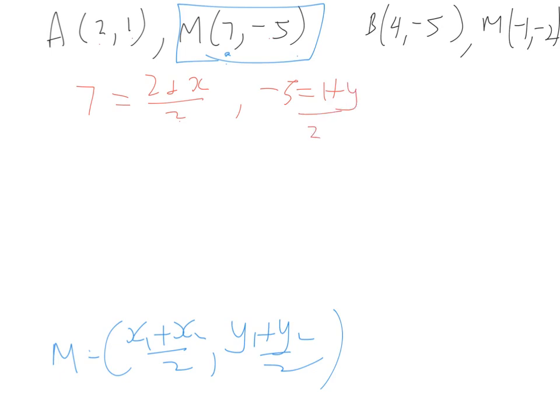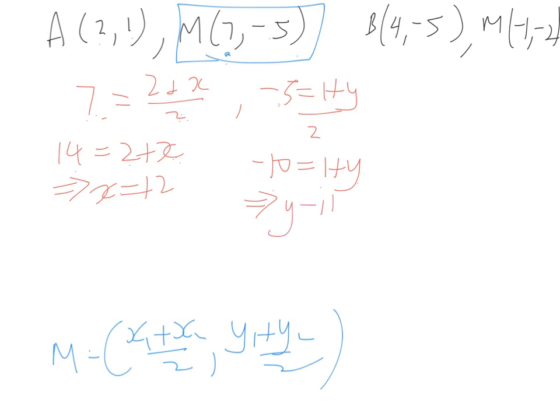So from here, we've got to multiply both sides by 2, so we have 14 equals 2 plus x. So from there we can imply that x has got to equal 12. 2 plus some number gives 14, that number's got to be 12. Likewise over here we've got negative 5, multiply by 2, so we have negative 10 equals 1 plus y. So from there, 1 plus some number gives negative 10, we can imply that that number has got to be negative 11. So that's our other point, 12 and negative 11. So that's what we end up with.